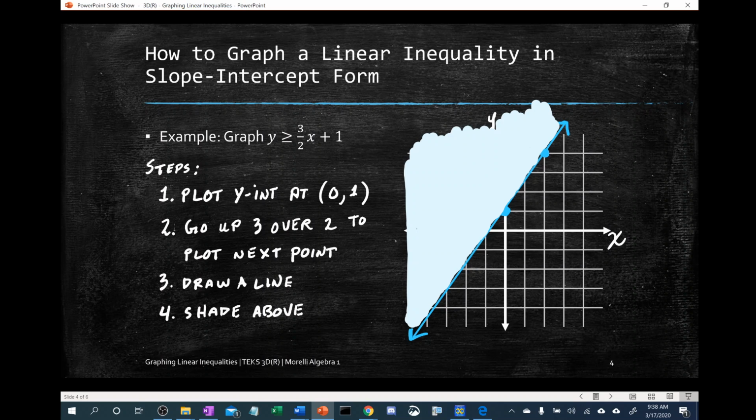So here's that shading done. This shaded region is where all of your solutions exist. This is the solution region. Any points plotted that fall within this shaded region are part of the solution. Any points you plot that lie outside of this shaded region are not part of the solution. This is the basic structure of the problem that you'll encounter on the STAAR test.